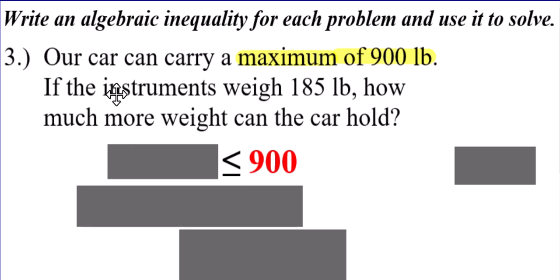Okay, what about the next sentence? The instruments weigh 185 pounds. How much more weight? That's what we're trying to find. So we're going to pick a variable to represent how much more weight. I guess W would be the logical choice.